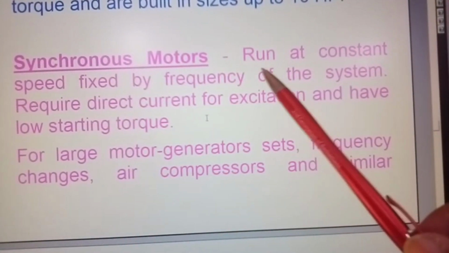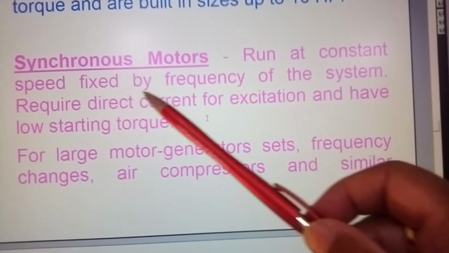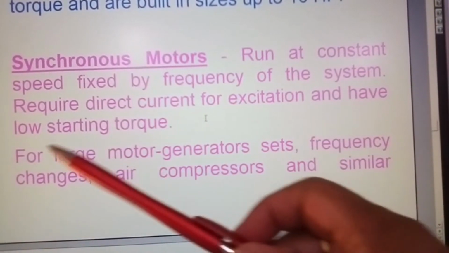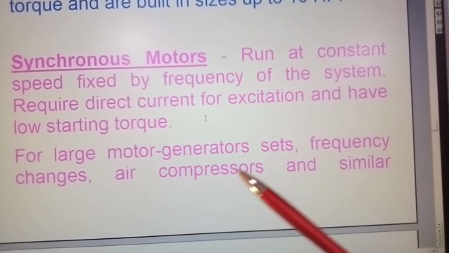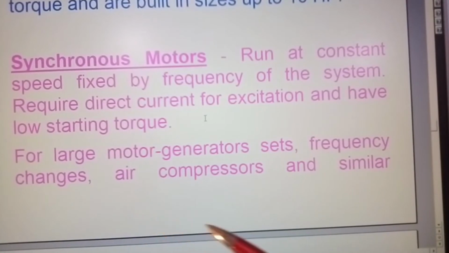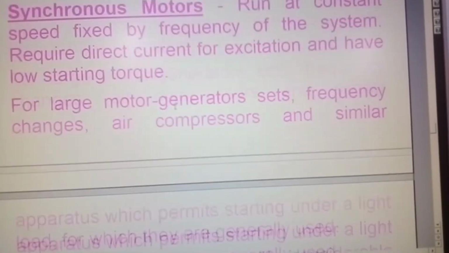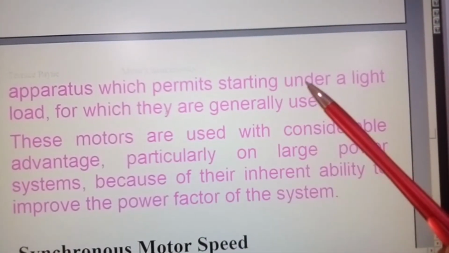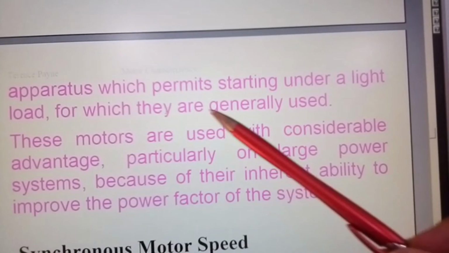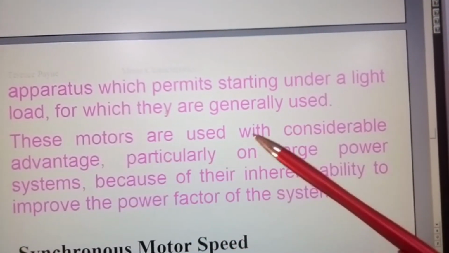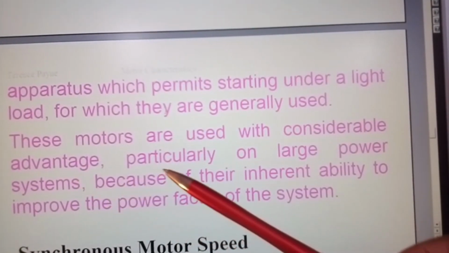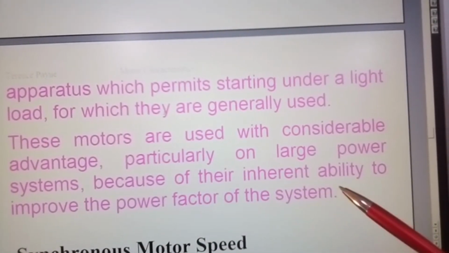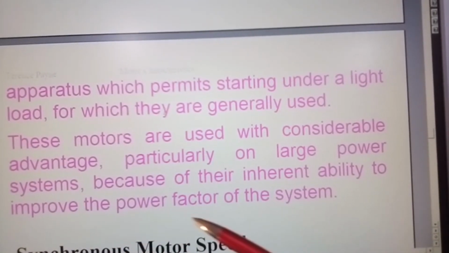Now, synchronous motors run at constant speed, fixed by the frequency of the system, require direct current for excitation, and have low starting torque. They are used for large motor generators, frequency changers, air compressors, and similar apparatus, which permits starting under a light load. These motors are used with considerable advantage, particularly on large power systems, because of their inherent ability to improve the power factor of the system.